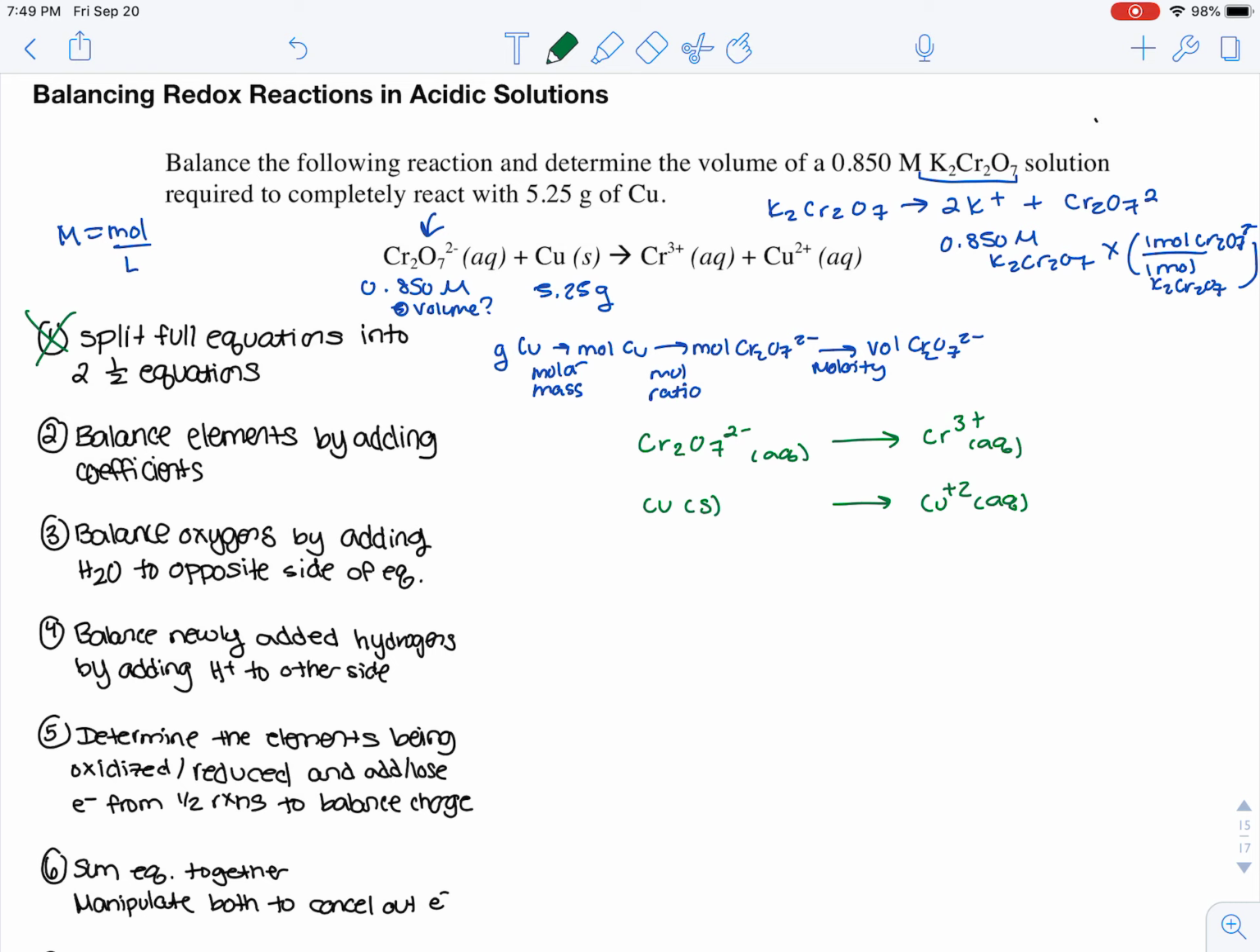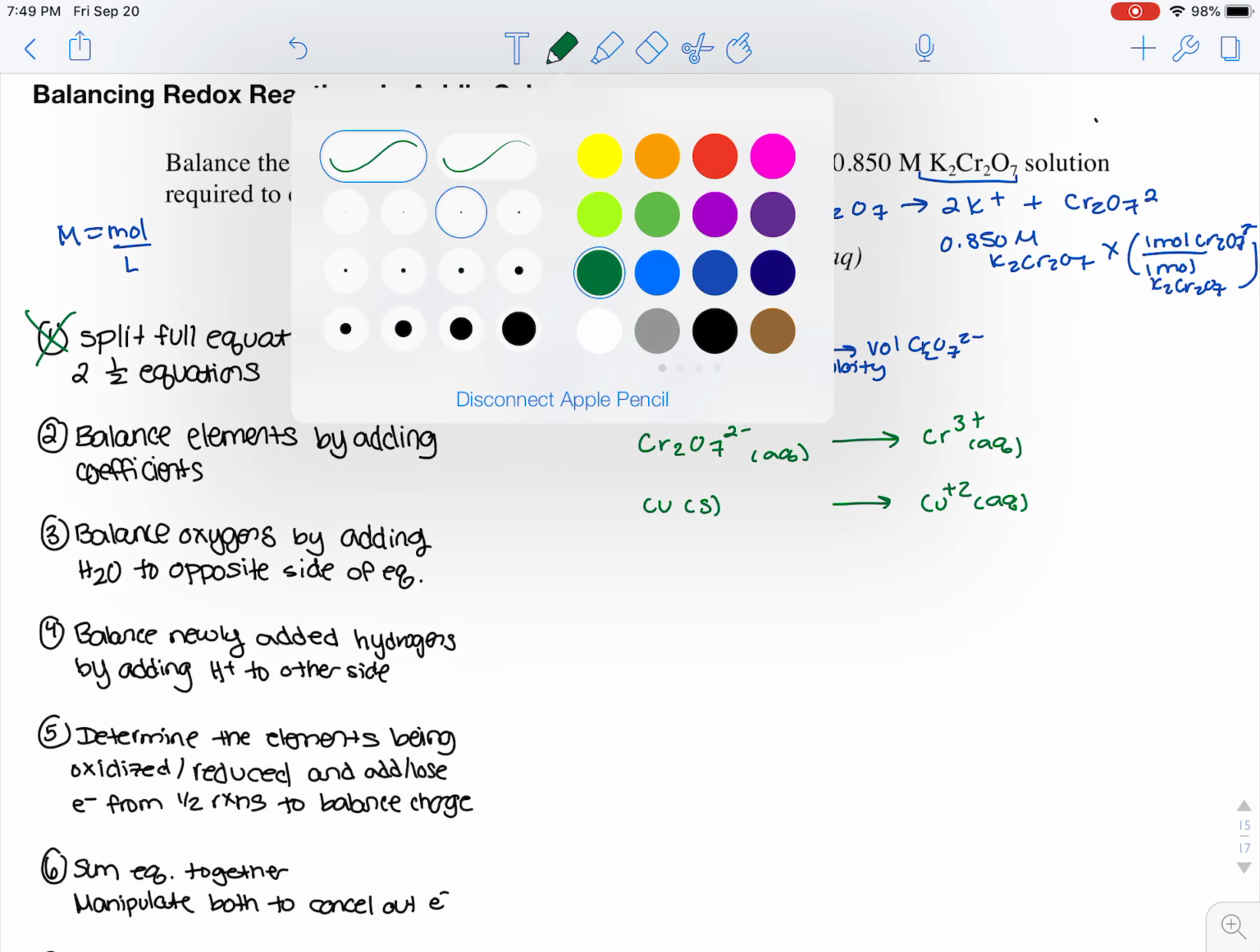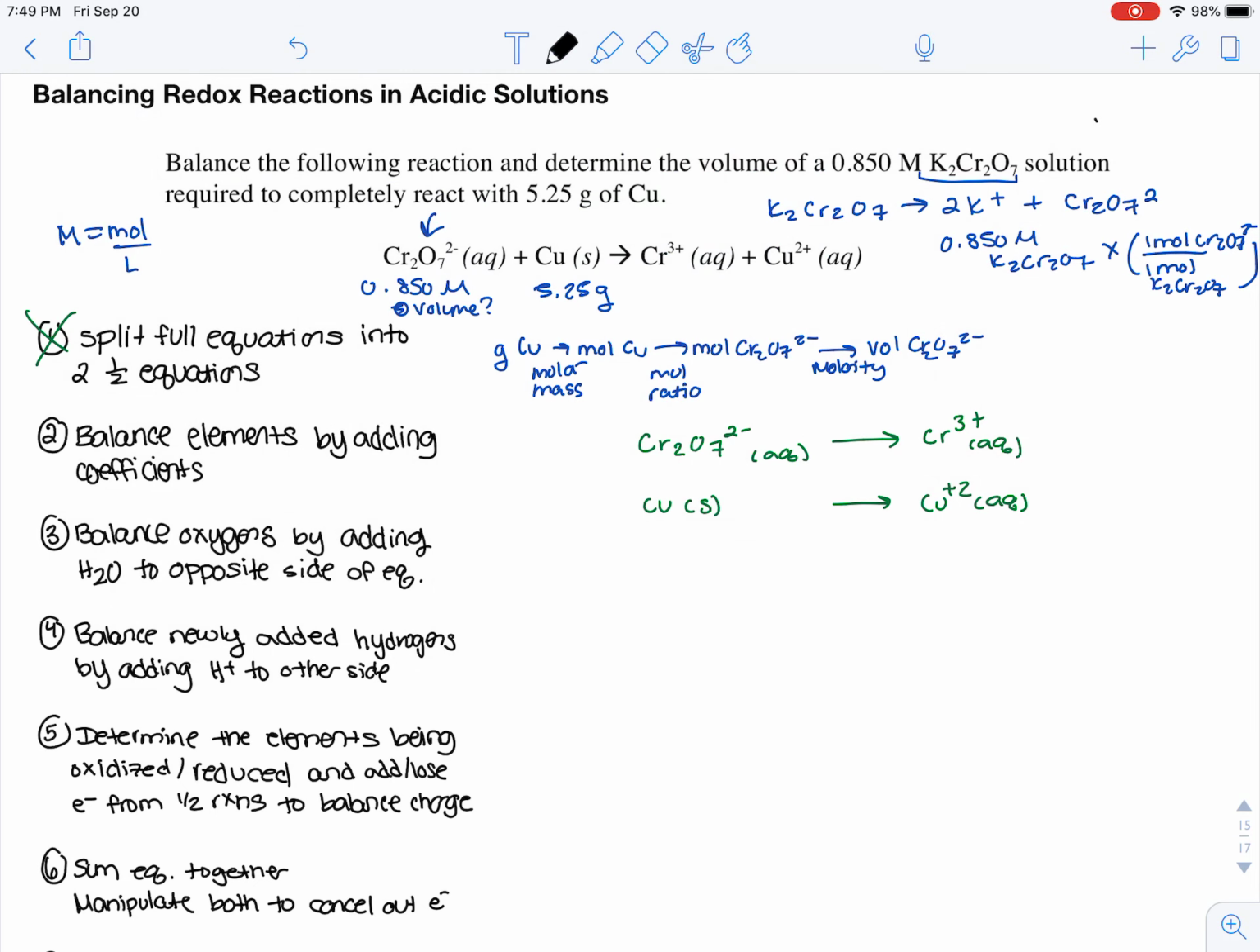Now balance the elements by adding coefficients. Well, my second equation just has copper and copper, so that's finished. And if I look at the next one, I have 2 chromiums here, so I'm going to place a 2 here. Now my chromiums are balanced. Now I still have this issue where I have 7 oxygens on the left but no oxygens on the right.